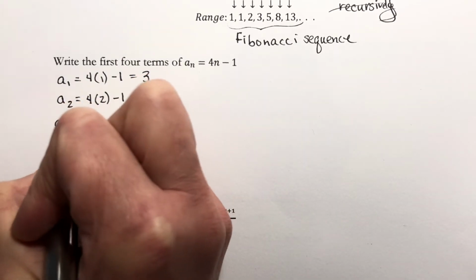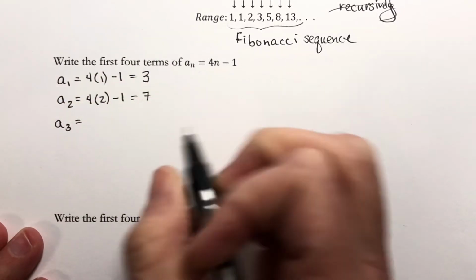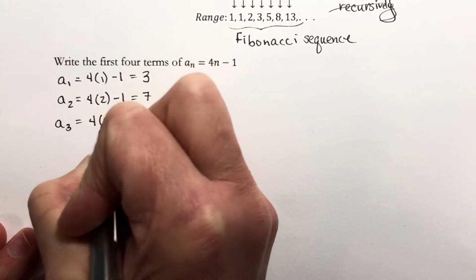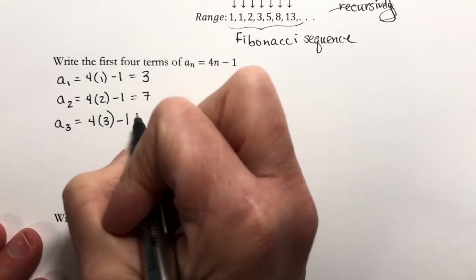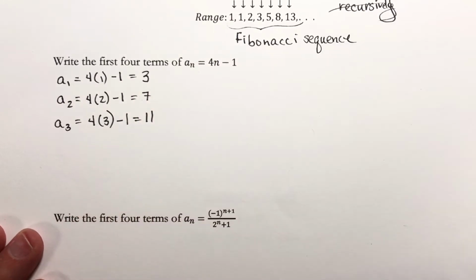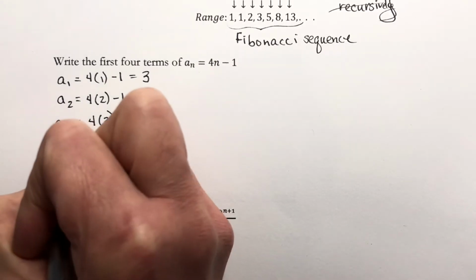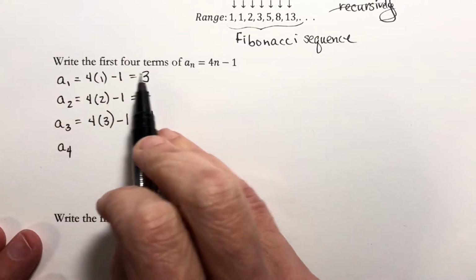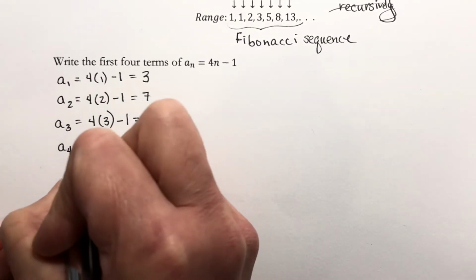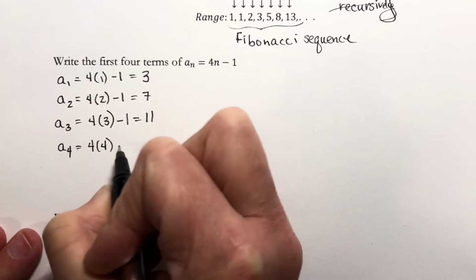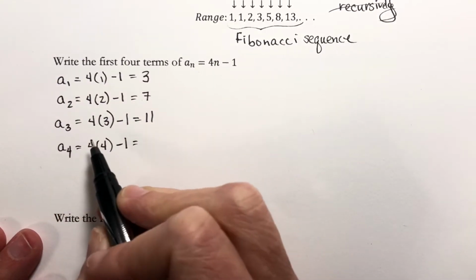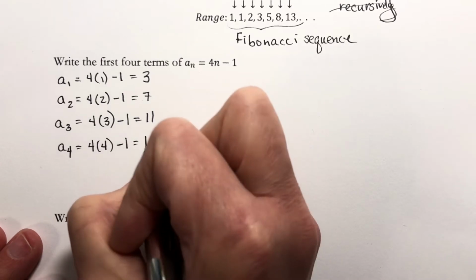And then a3, we plug in a 3. 4 times 3 minus 1. 12 minus 1 is 11. And then we have a sub 4. We were asked to find the first 4 terms, so this will be our last one. Plug in 4. 4 times 4 minus 1 is equal to 16 minus 1, so 15.